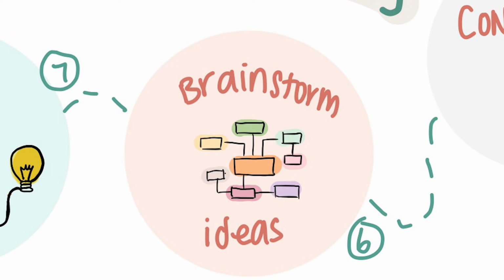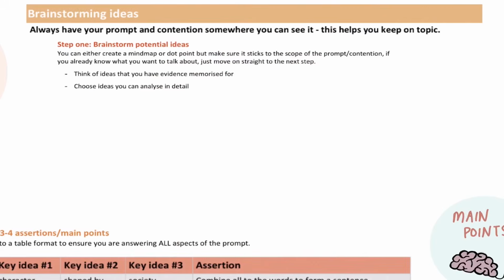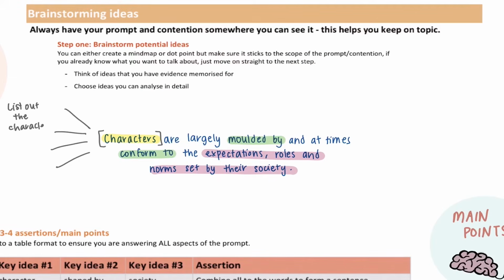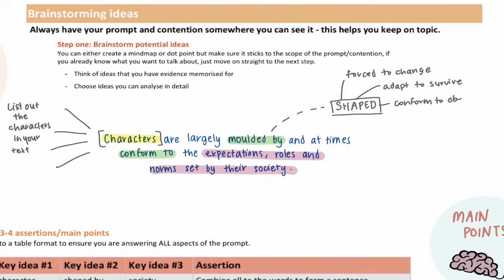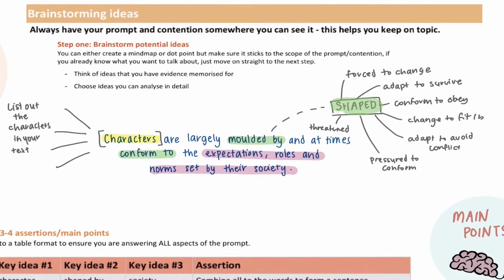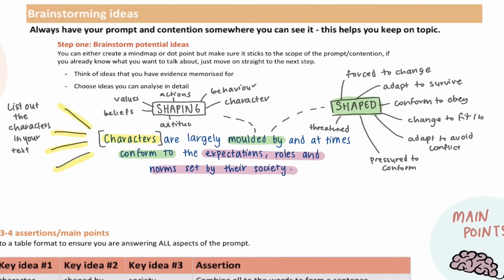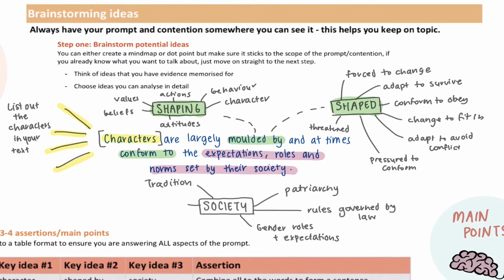The next step is to brainstorm ideas. I like to mind map my ideas around the prompt or the contention. Break it down into key components and outline moments in the text that show these key words. Once you're done, highlight your favorites, aka the ones that you can analyze in detail or have quotes memorized for. It's good to brainstorm if you have no idea what you're going to write about. If you do, just move on straight to the next step. Try not to spend too much time on brainstorming, especially if you're in a timed assessment.